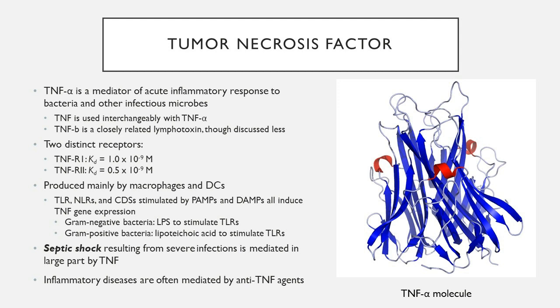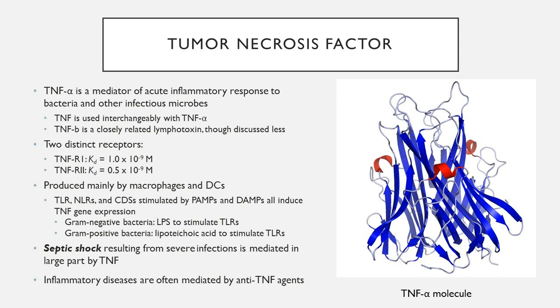Now, cells have two distinct receptors for TNF alpha. Really, the only thing to highlight here is that both of the affinities to the receptors of TNF alpha are unusually low for a cytokine. Most other cytokines have affinities about an order of magnitude higher than this. TNF alpha is produced mainly by macrophages and dendritic cells. That covers around 90% of the TNF associated with the acute inflammatory response. But other cells, of course, are capable of secreting TNF alpha.